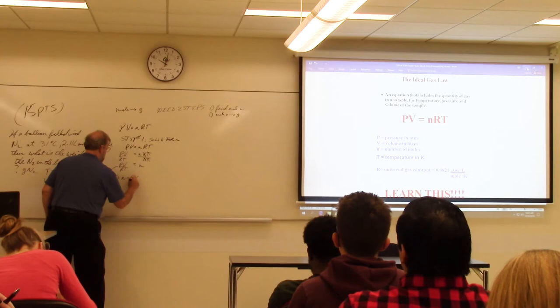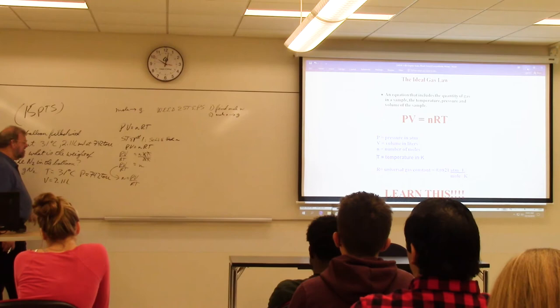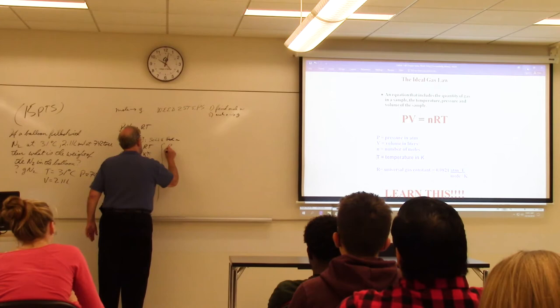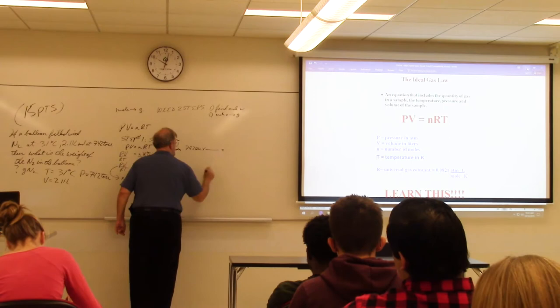And now I have to get to work. Because first of all, I have to have the proper units. You can't put these numbers in because they're in the wrong units, and PV equals nRT will not work. We'll do pressure in atmospheres. And we have 742 torr. We want to go to atmospheres.